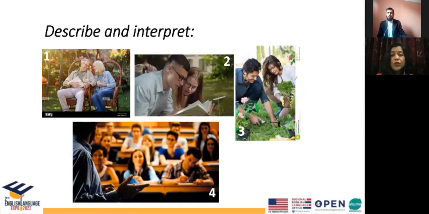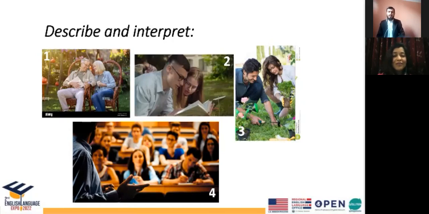Picture three talks about gardening. I see a lot of people are saying it's a couple who is gardening, somebody who's trying to go outdoors, moving away from indoors. Picture four, the majority have written the same thing. It reminds them of their college and university life and how much they're all missing the college and university life. Wonderful, wonderful, very nice interpretations.